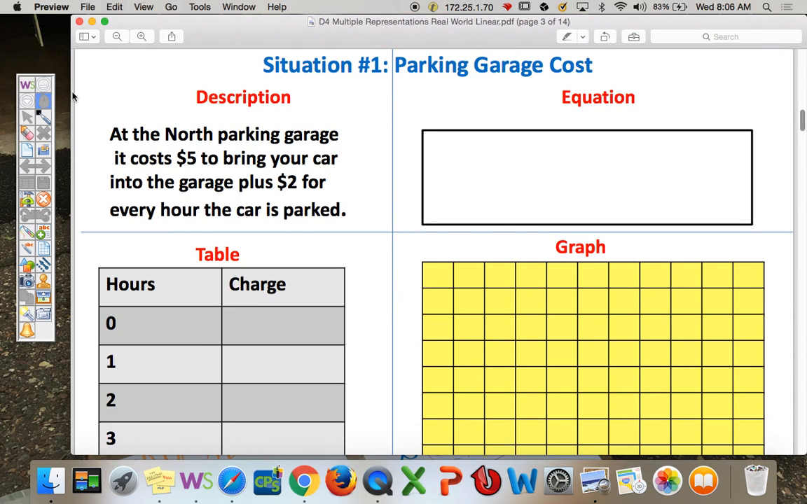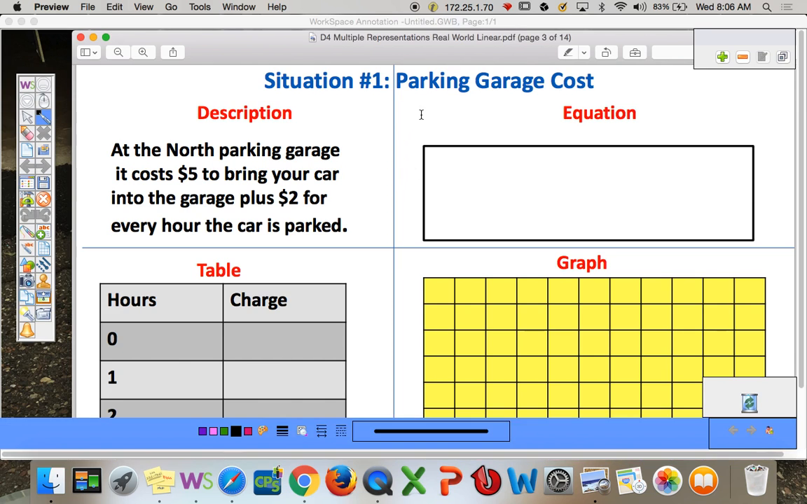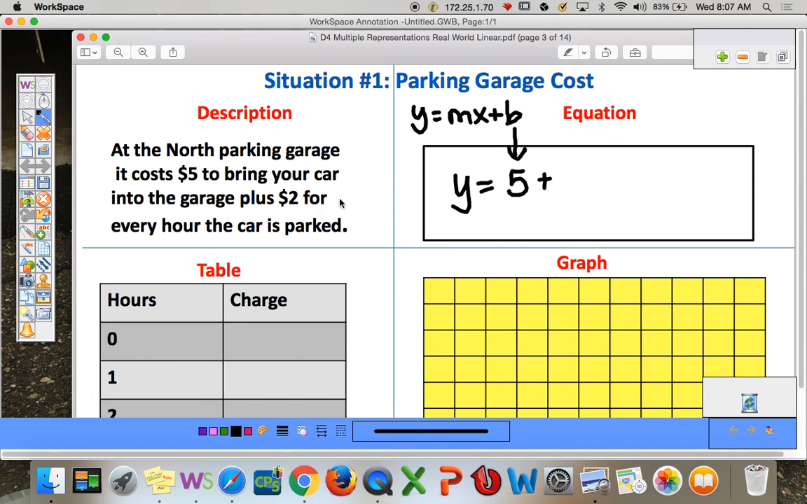All right, so let's start with an equation. We've done these before. So we have y equals, and if it's linear, we have y equals mx plus b, where b is the y-intercept, the starting value, and m is the rate of change or the slope. So it costs $5. That's our y-intercept here, so I'm going to put a $5 plus $2 for every hour the car is parked. So 2 would be our slope for every hour.